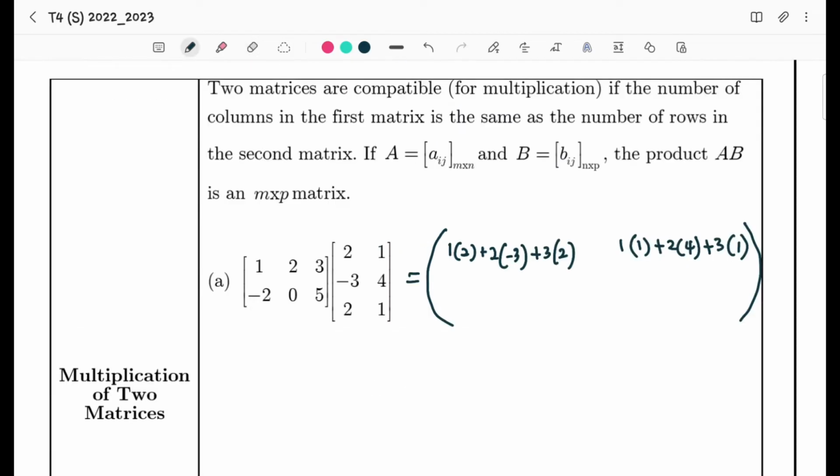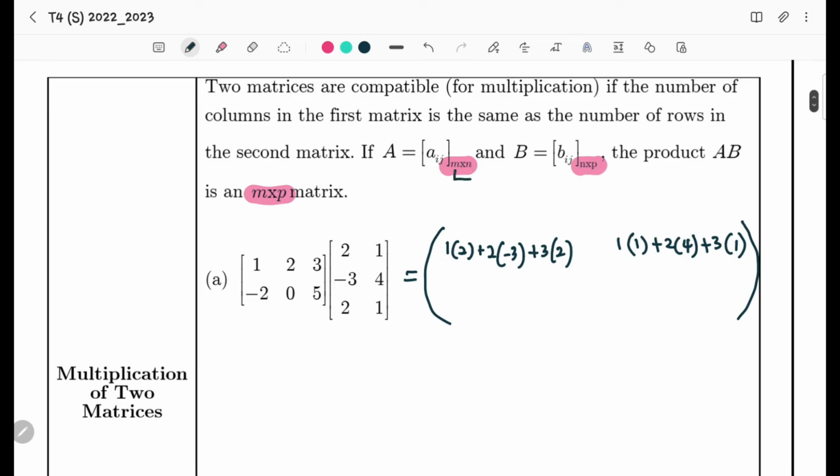Okay. Multiplication of two matrices. Two matrices are compatible for multiplication if the number of columns in the first matrix is the same as the number of rows in the second matrix. If the order of matrix A is m by n and the order of matrix B is n by p, then the product AB is an m by p matrix. Okay, so you get m by p.